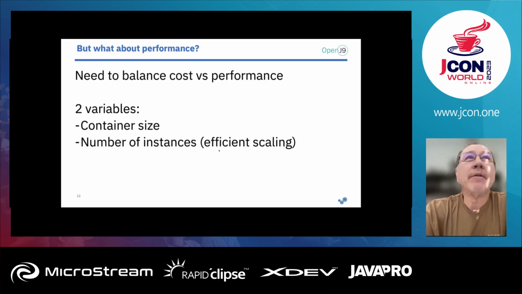But what about performance, right? That's the big key. So we need to balance the cost versus performance. And as far as performance and cost go, there are two main variables. It's your container size and the number of instances that you're running. On the cloud, it's all about resources used and getting the performance you need.